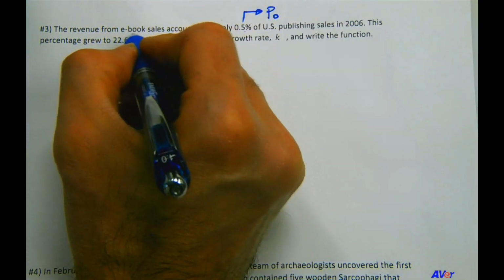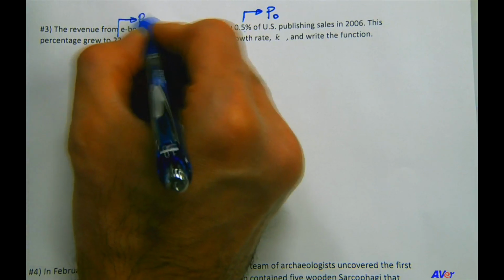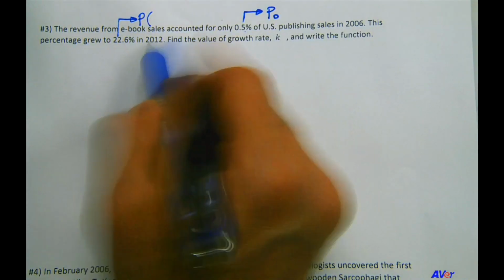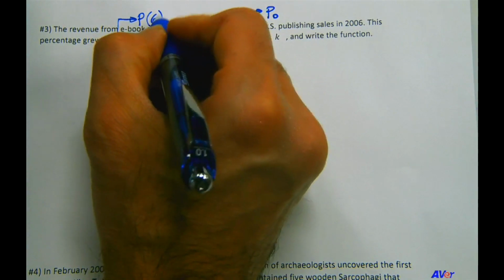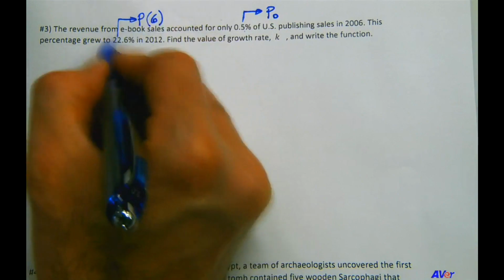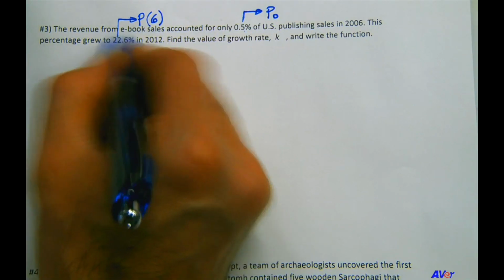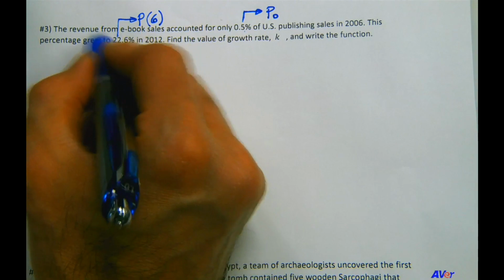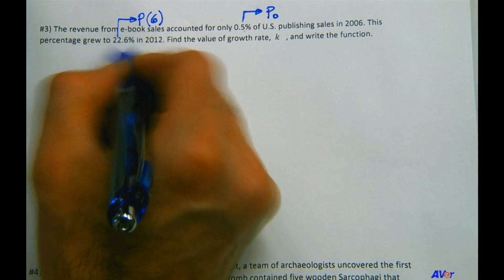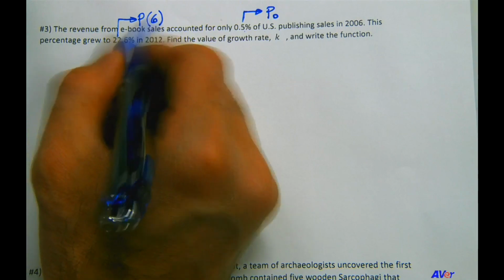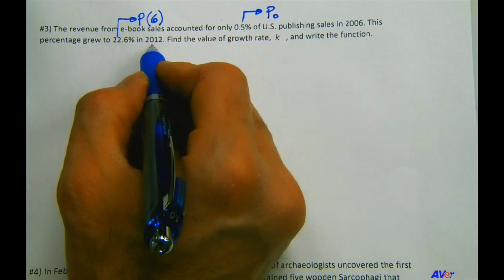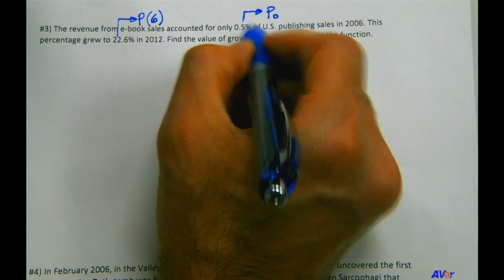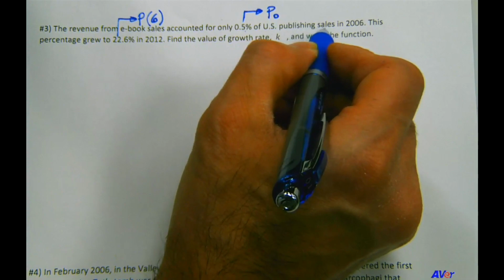and this 22.6% as P after, and this was in 2006 and this is in 2012, so this is at t = 6, so 6 years. So this quantity is the percentage that it grew to. The revenue from ebook sales grew to this much. So this is the quantity that it's grown to after 6 years, from 2006 to 2012. The initial revenue from ebook sales was 0.5% of the total US publishing sales.